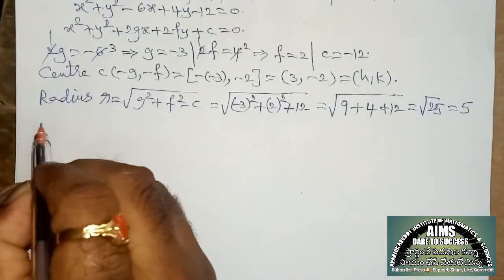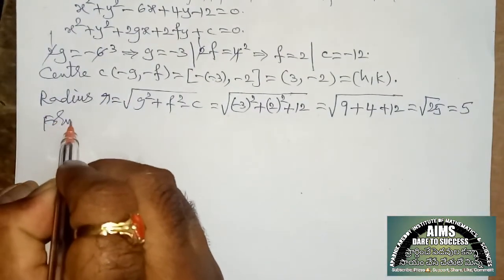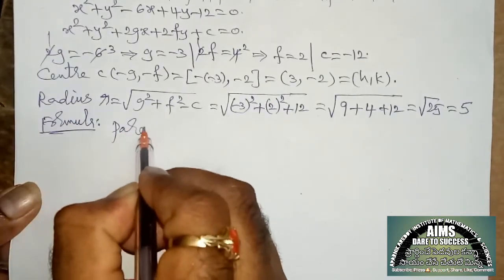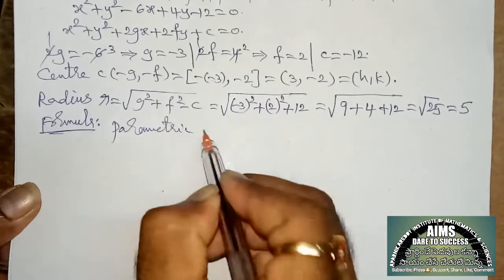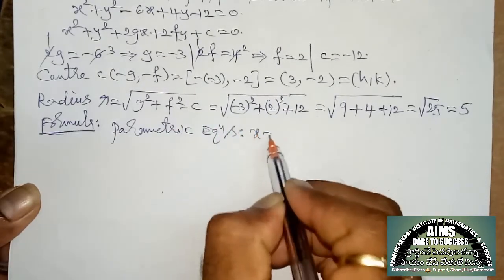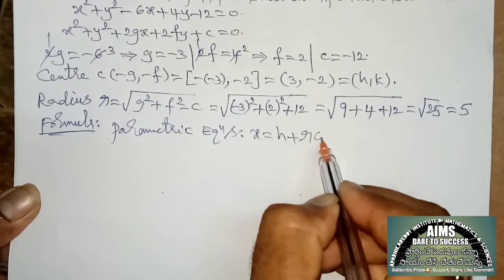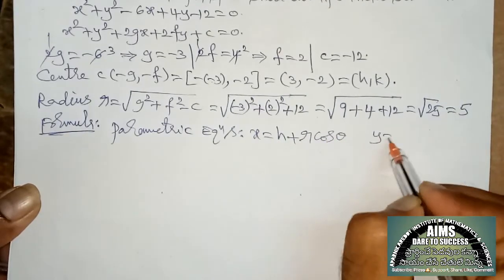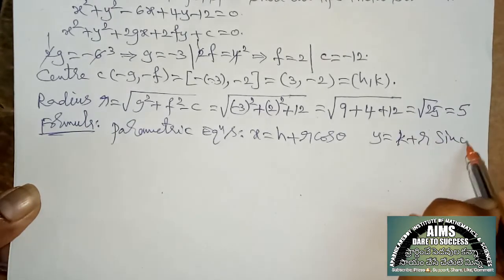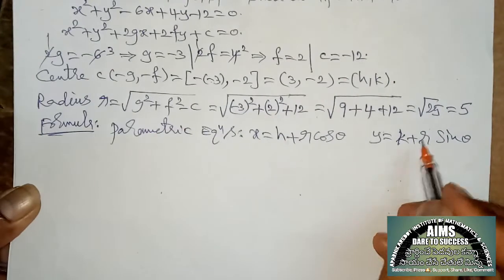Now I am writing the simplest and smallest formula. The formula is parametric equations. X is equal to h plus r cos theta, y is equal to k plus r sin theta. This is the required formula.